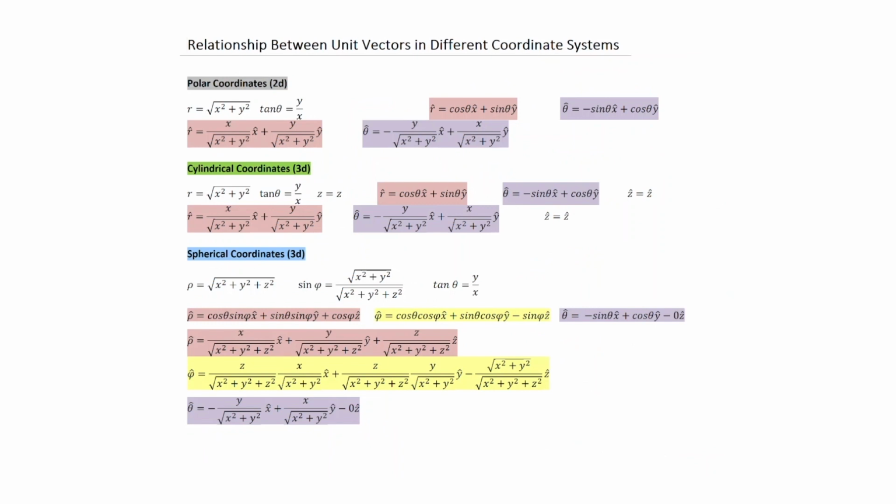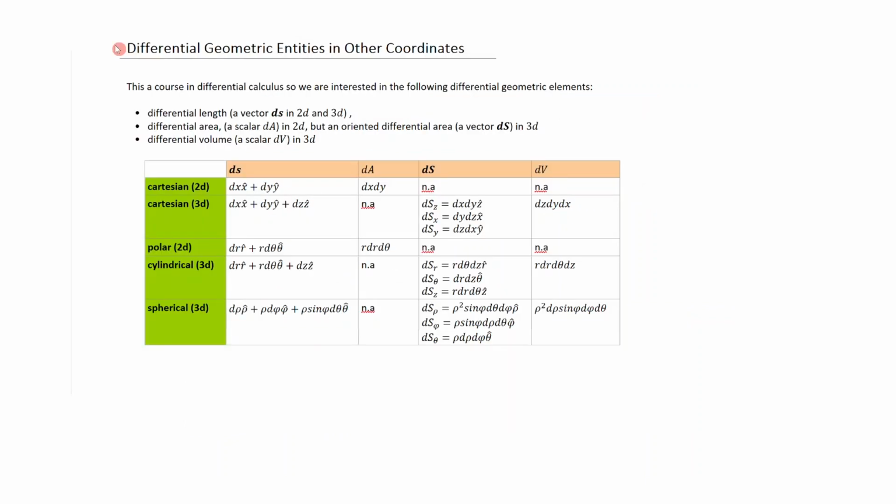All right, so just to wrap up, there are a couple of things of interest. The relationship between unit vectors in different coordinate systems. I've written them down here: polar coordinates, cylindrical coordinates, and spherical coordinates. You can make reference to them if you wish in future when we start dealing with this towards the end of the course. All right, so the last slide I'd like to consider is this one here, which is more of a summary slide. You'll find this very useful for the course going forward.